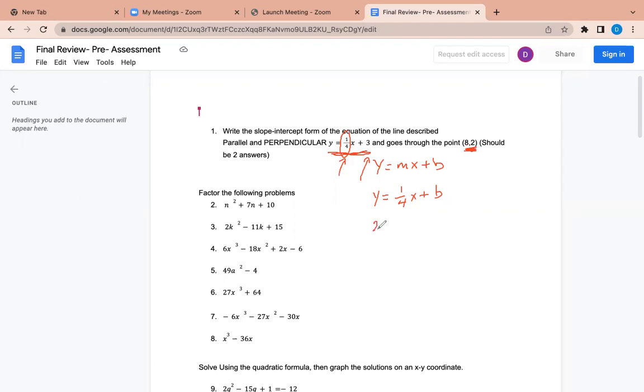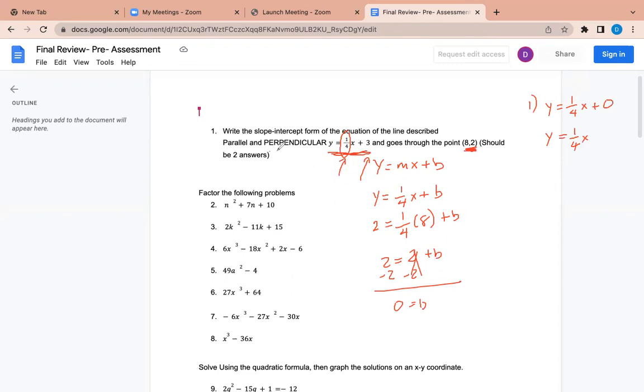So 2 is the y value, is equal to 1/4 times 8 plus b. So 1/4 times 8 is 2, plus b, is equal to 2. You subtract 2 from both sides. So what happens? b is equal to 0. So the first answer is y is equal to 1/4x plus 0, or you could just simply write y equals 1/4x.